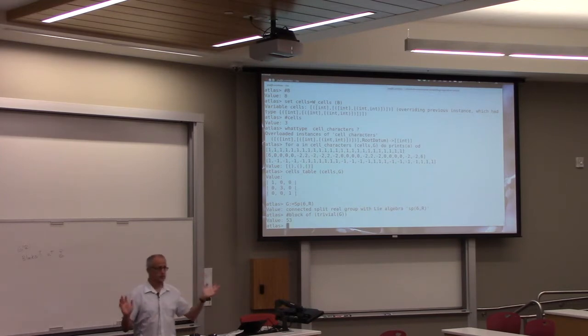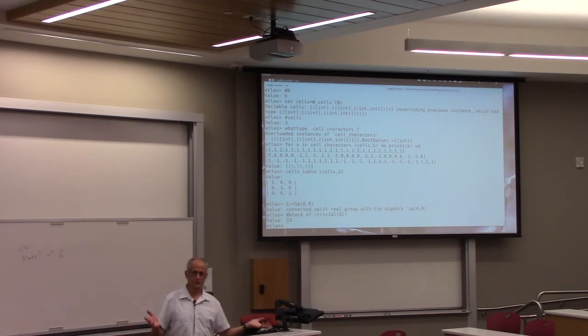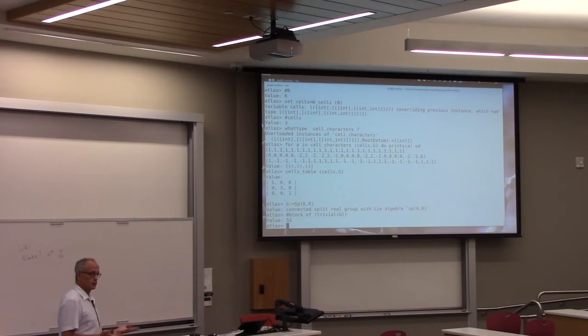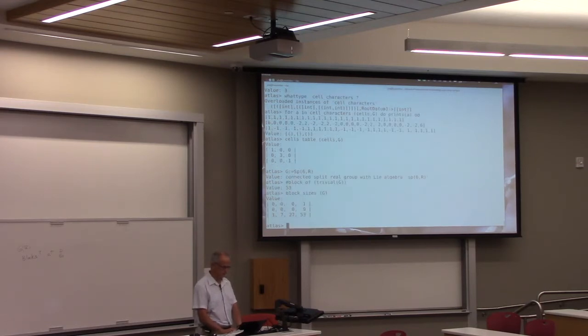When you're doing examples, you should always do the trivial representation first. That's the biggest block, it's the most interesting. There's lots of stuff there. But how do you find other blocks? Well, one thing you can do is give the blocksizes command. This gives you a matrix, and I'll explain this a little bit later. The rows of this matrix are parameterized by real forms of G.